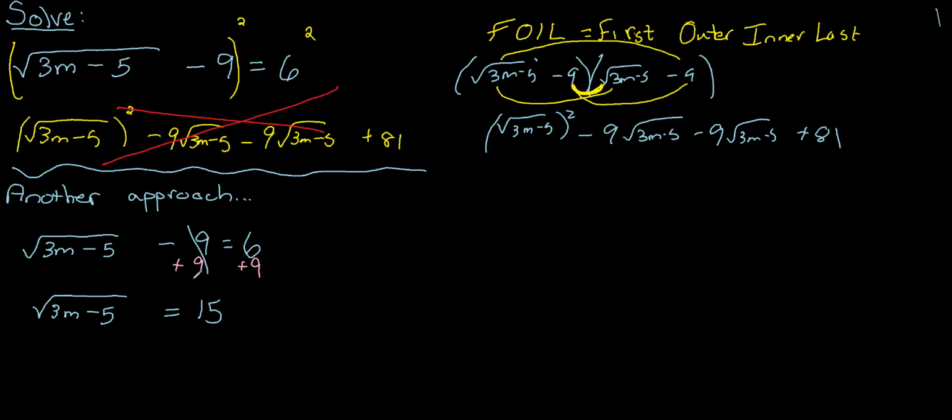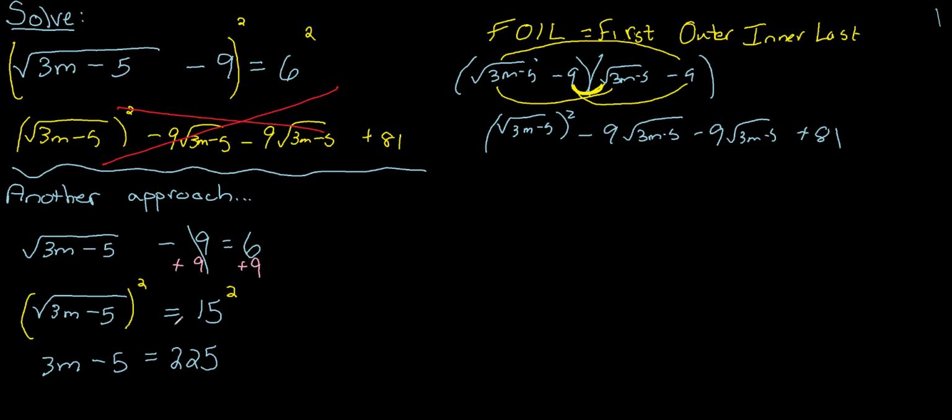And the reason that this is so lovely, and now I'm getting excited, is because if I square both sides of the equation now, I'm going to get rid of that radical sign. And this is really great. My life is going to get a lot better by doing it this way. So on the left-hand side, if I square the square root of 3m minus 5, I'm just left with 3m minus 5. And that feels very satisfying. And on the right-hand side, 15 squared is 225. So that wasn't too bad.